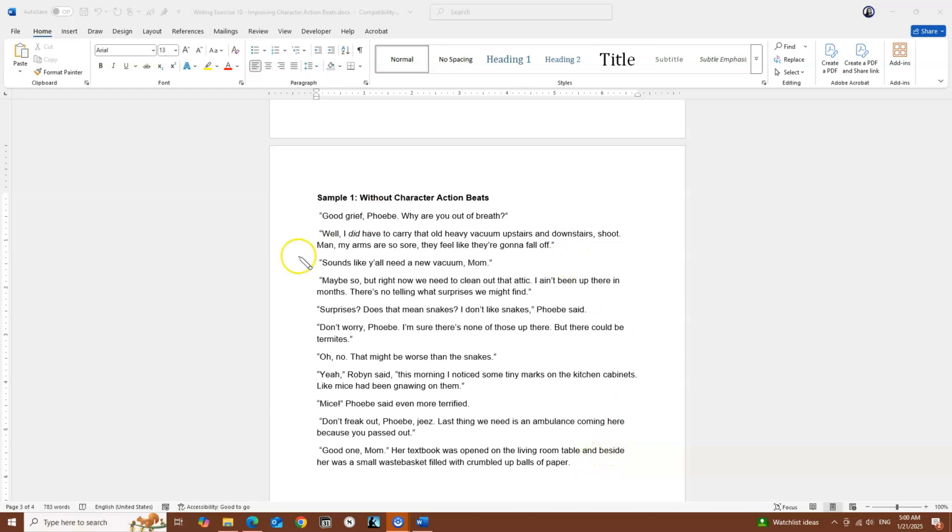So that's the end of the first sample passage. As you can see, this scene is a bit confusing. We are able to identify two of the characters, at least Robin and Phoebe, but we cannot properly identify all of the lines of who's saying what. So it's really important to include those character action beats so that we can properly identify all of the lines of dialogue.